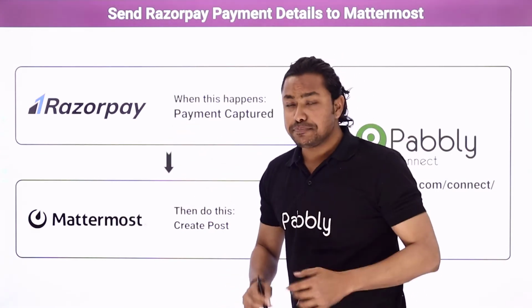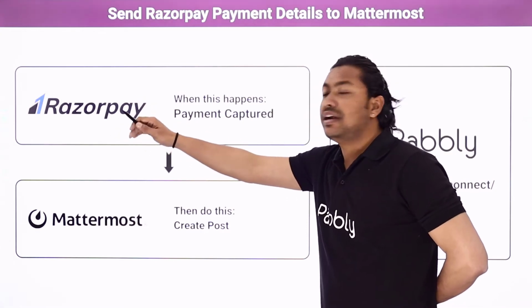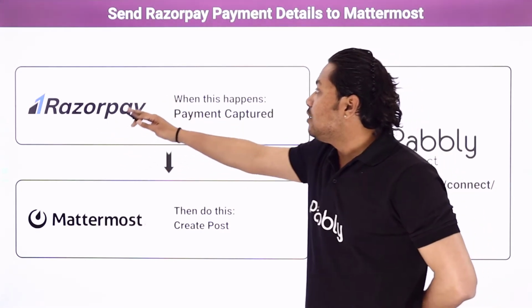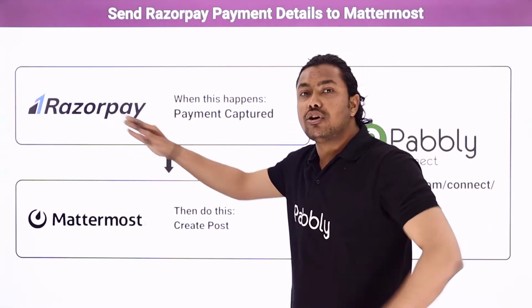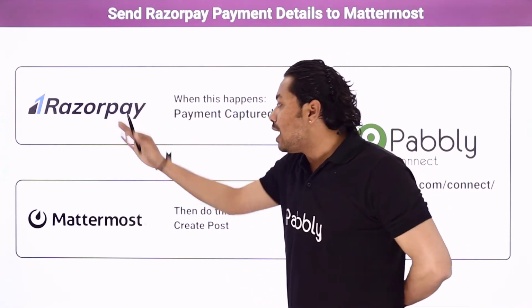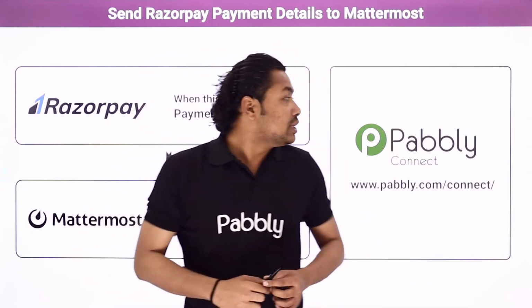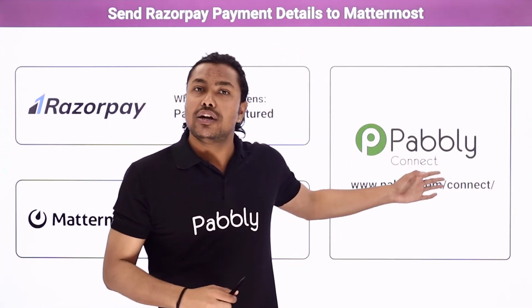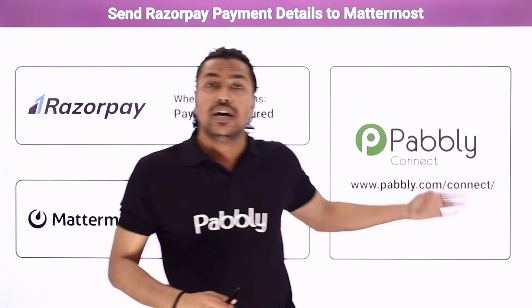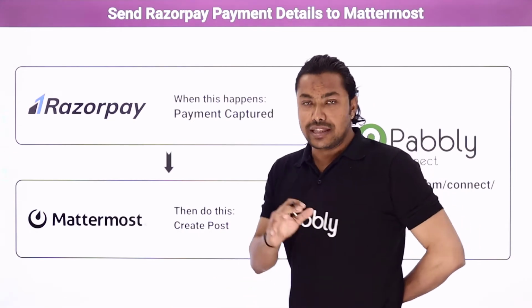payment gateway. Okay, now what we are going to do, we are going to capture a payment from our Razorpay account, and then we are going to send the details, or we are going to send the message using those details to our Mattermost channel by creating a post. Now to do this automation, we are going to use an integration and automation service, Pably Connect, which will help us connect Razorpay and Mattermost together.